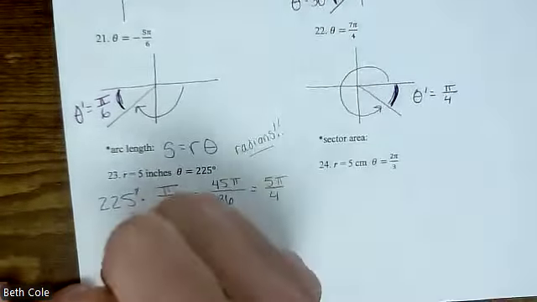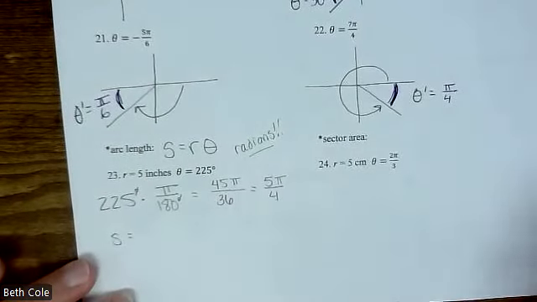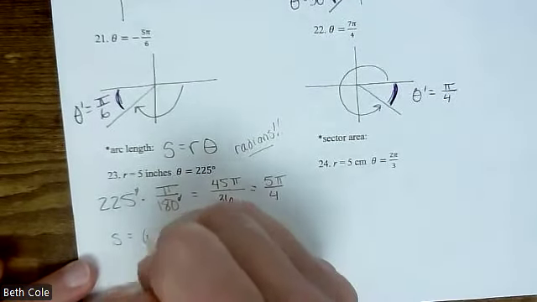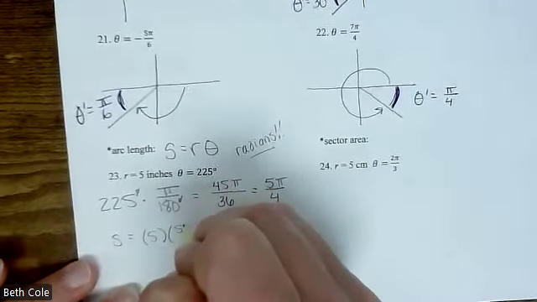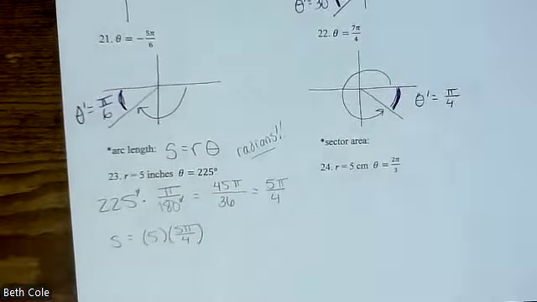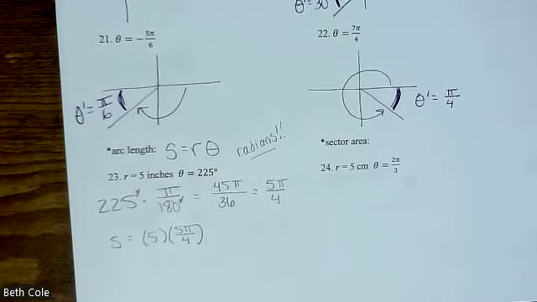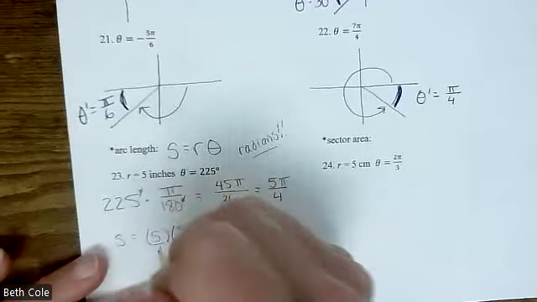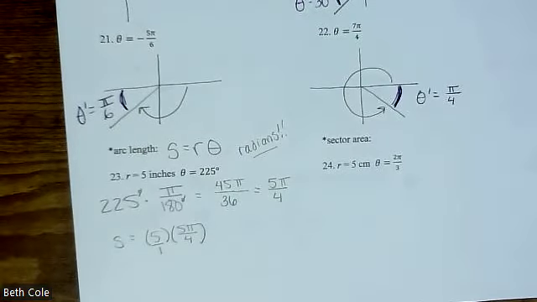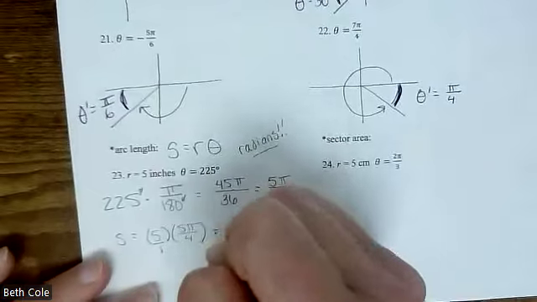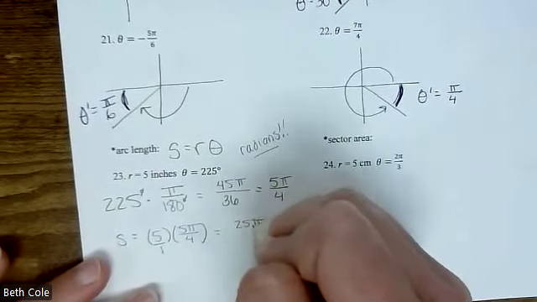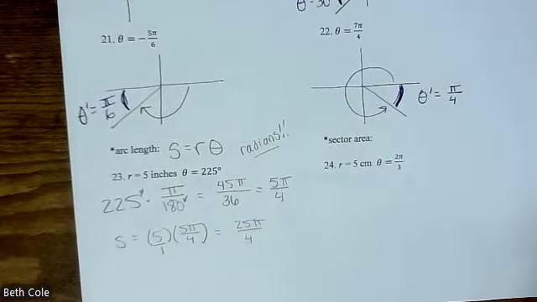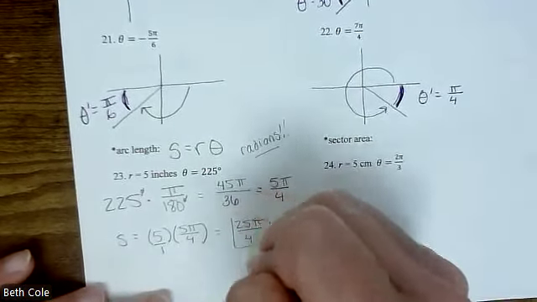So to get your arc length, you just take the radius, which is 5, and multiply it by the angle. Here's where people do lose their minds. When you're multiplying fractions, you just multiply the top and multiply the bottom. If you need to put this 5 over 1 to help you remember that, you can do that. This is going to be 25π over 4. And what were our units? Inches.